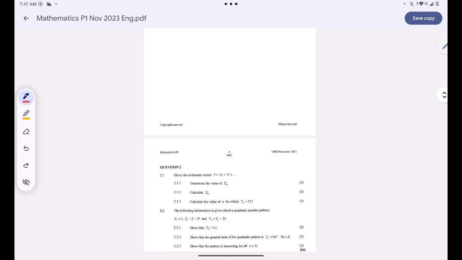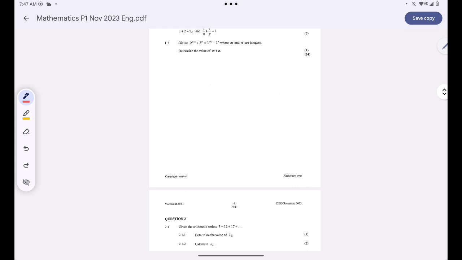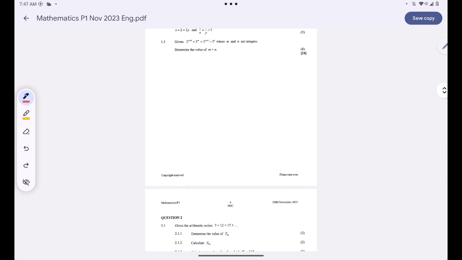Okay, question 2. We are given an arithmetic series, né? And the arithmetic series is 7, 12, and 17. The first thing that you need to know about an arithmetic series is that it has a common difference, and that difference is the first difference, né? So the first difference is common in an arithmetic series.